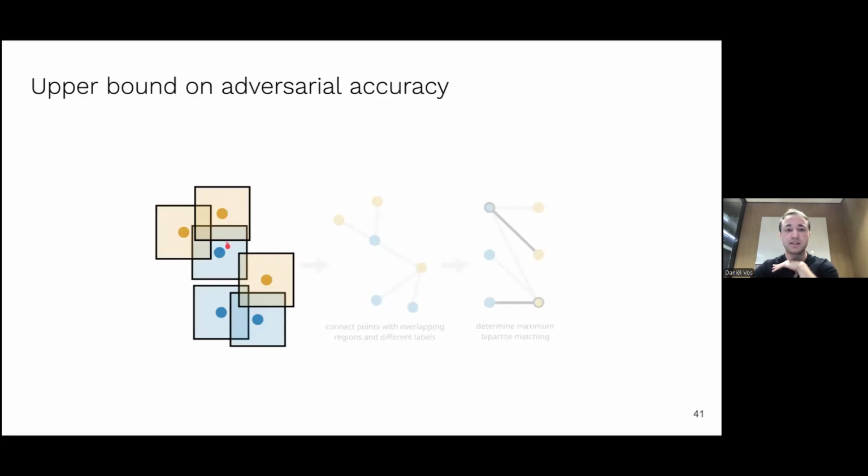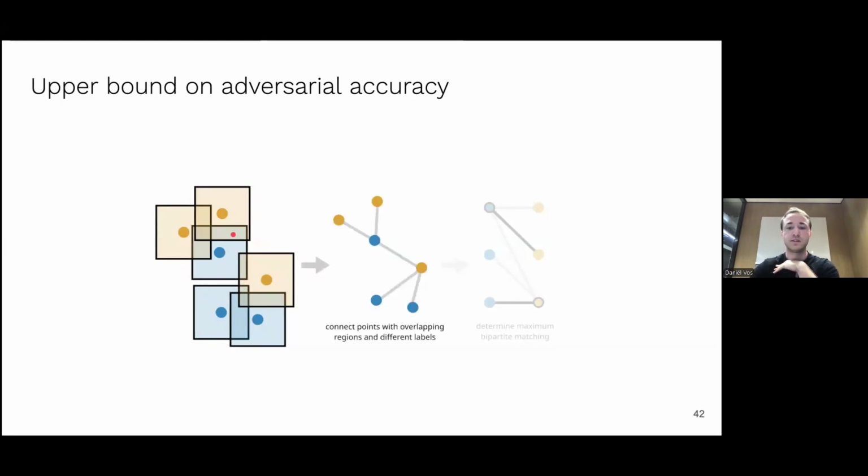What it means is that these 2 samples cannot be correctly predicted at the same time. There's no possible model that ever gets 2 correct, because if we predict blue in this area, we can move the yellow point into it. If we predict yellow in this area, we can move the blue point into it.